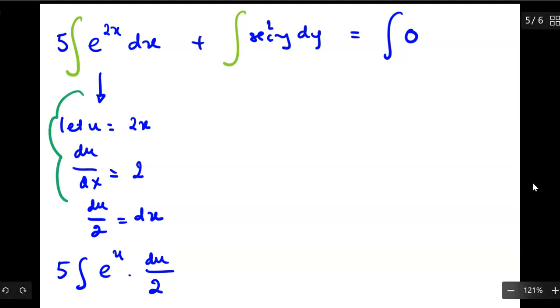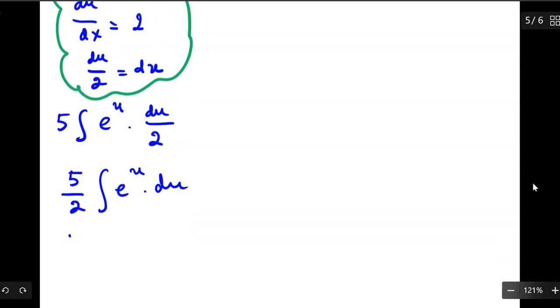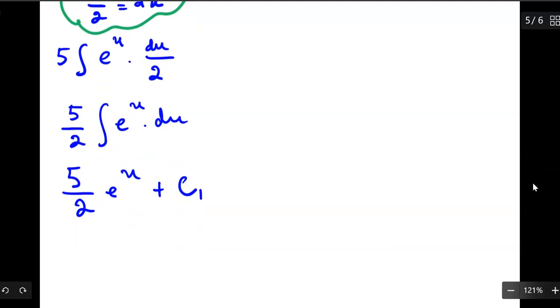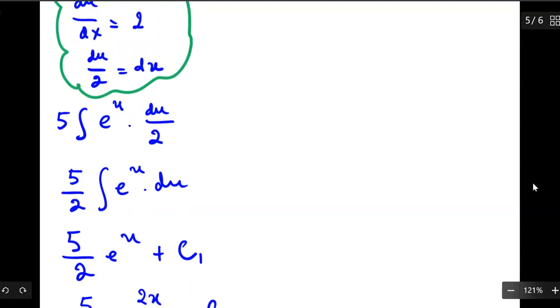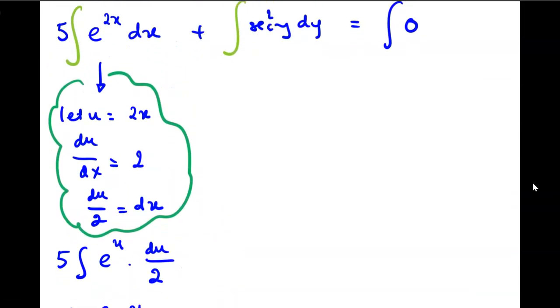Okay, so at this point, I hope everyone is an expert with the substitution method now. So you bring out 5 over 2, the integral of e to the u du. Now you can go ahead and just write e to the u plus c1, right? So what is u? u is actually equal to 2x. Okay, so that is my first integral.